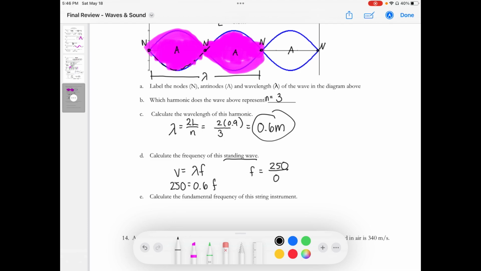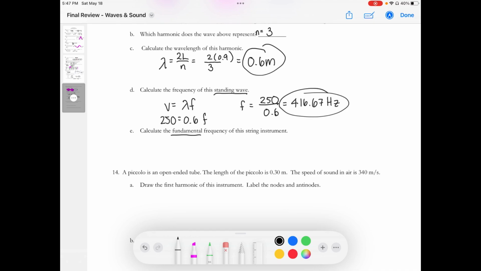Dividing this on both sides by 0.6 is 416.67 hertz. To get the first fundamental frequency, the first frequency, I would divide 416 by 3. If having a chart like this helps you, as I know it helps many people to visualize frequencies, if I know the third frequency is 416 and they're multiples of each other, then to get that first frequency, I would take 416 divided by 3.